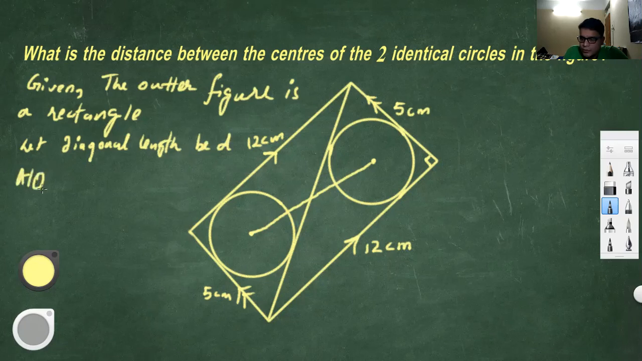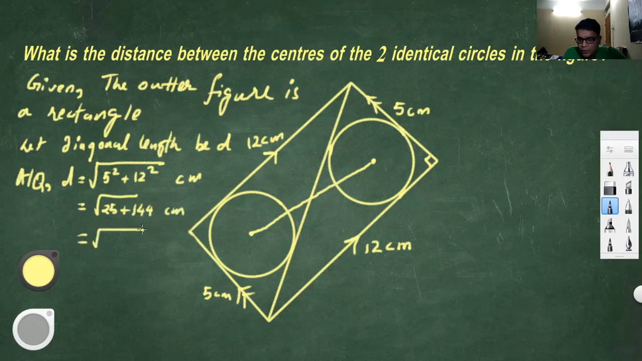Then according to the question, what can we say? That D equals root over 5 square plus 12 square, right? So this is by Pythagoras theorem, and we can simply write centimeter here, isn't it? So this equals root over 25 plus 144 centimeters, and this equals root over 169 centimeters, and so this is equal to 13 centimeters. So the diagonal is 13 centimeters.